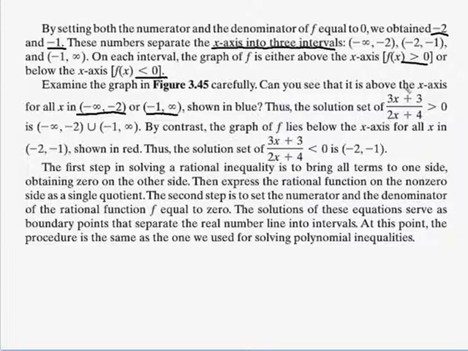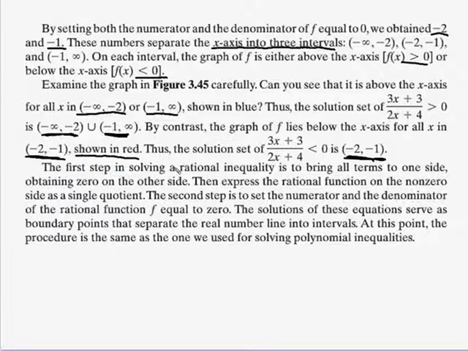So thus the solution of the inequality greater than 0 is negative infinity to 2 union with the set from negative 1 to infinity. By contrast, the graph of the f lies below the x-axis for all x's between negative 2 and negative 1. In the book, that's shown in red on the graph. So thus the solution set of this less than 0 is negative 2 to negative 1.